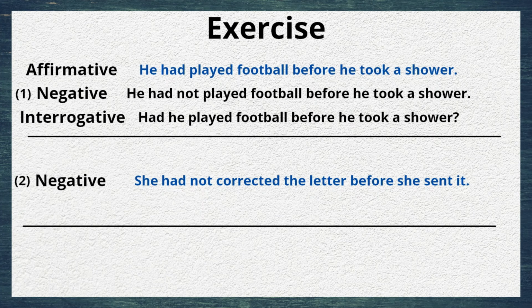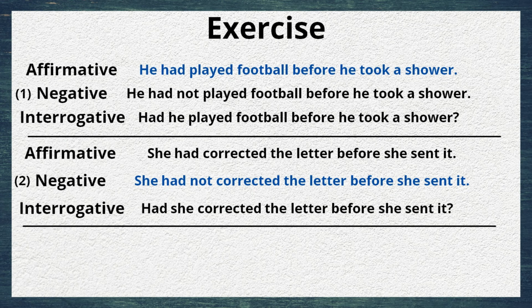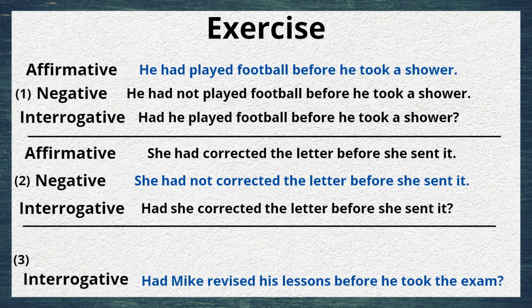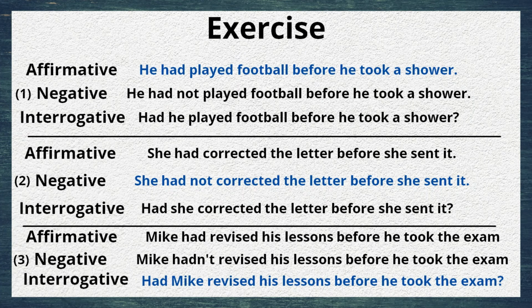Second sentence, it will be in the negative. She had not corrected the letter before she sent it. In the affirmative, it will be she had corrected the letter before she sent it. In the interrogative, had she corrected the letter before she sent it? And for the last one, it will be in the interrogative form. Had Mike revised his lessons before he took the exam? In the affirmative, it will be Mike had revised his lessons before he took the exam. And in the negative, Mike hadn't revised his lessons before he took the exam.